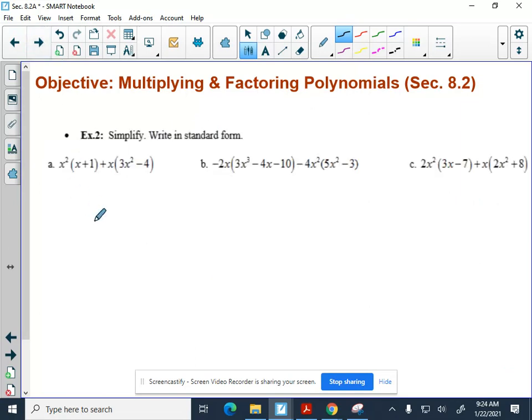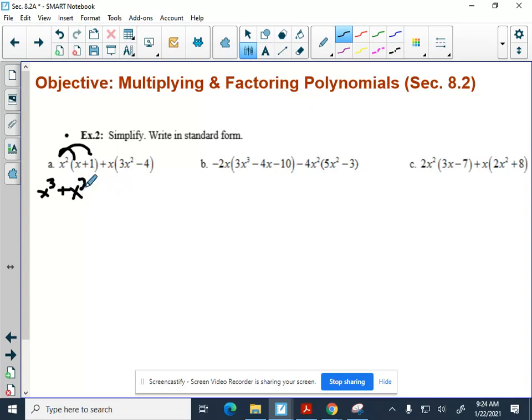Now the next page says simplify and write in standard form. So in part A, we're going to multiply. So everybody, I'm going to do this one with you. Follow along. We get x to the third, because remember that one inside has a 1 on it. Then we multiply here and we get plus x squared.